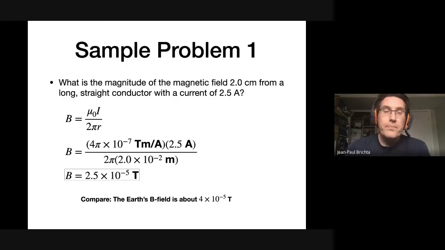So I put the magnitude of the Earth's magnetic field. To be fair, the Earth's magnetic field actually varies quite a bit depending on where you are on Earth, but I just took the average value, which is about 40 microtesla, so that you could compare them. You can see that in this case, the current would have a magnetic field less than the Earth's magnetic field. However, they're on the same order. They're very similar. So you could expect that a compass needle would be deflected somewhat by this conductor.